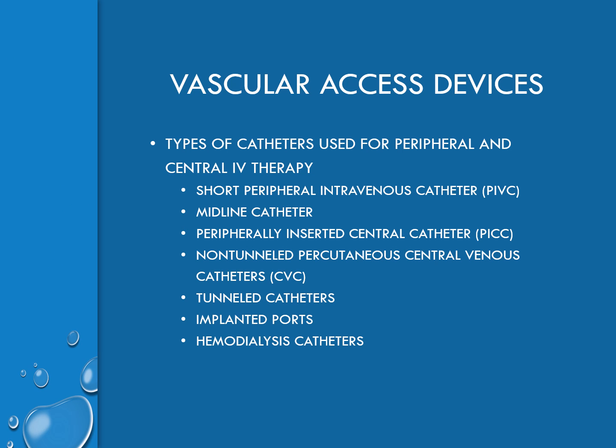Vascular access devices. There are types of catheters used for peripheral and central IV therapy: short peripheral intravenous catheter, or PIVC, a midline catheter, peripherally inserted central catheter, PICC line, non-tunneled percutaneous central venous catheters, tunneled catheters, implanted ports, and hemodialysis catheters. The vascular access device, or VAD, is a plastic tube that's placed in a blood vessel to deliver fluids and medications. The location of the VAD, either a peripheral vein or a large central vein, is determined by the specific type and purpose of the therapy.